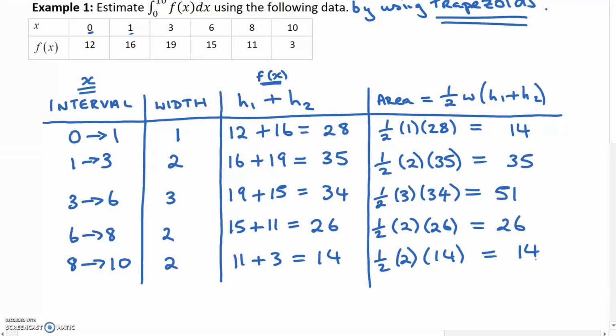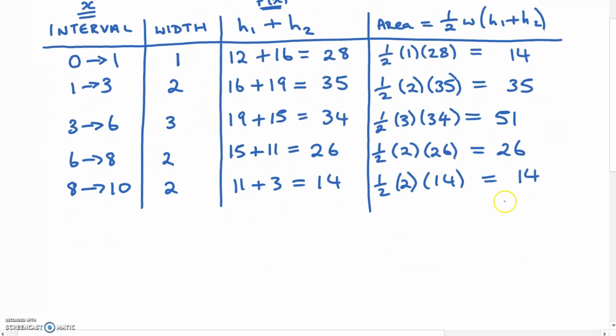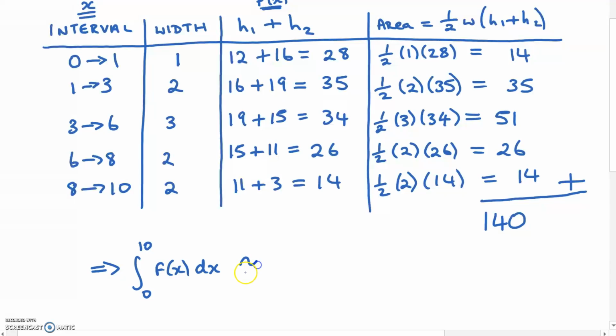Now, we've completed the entire table. The last thing to do is add up these areas, because what we've done is we've calculated the areas of individual trapezoids, and if we add them all together, that gives you 140. And that is actually your estimate. So the integral from 0 to 10 of f of x dx, estimated by trapezoids in this case, is approximately equal to 140. Okay, thank you. Simple enough.